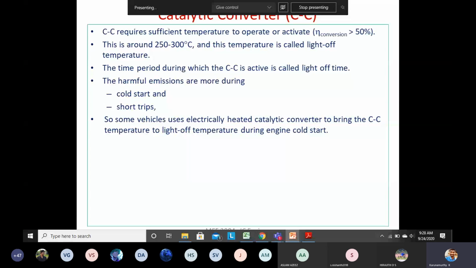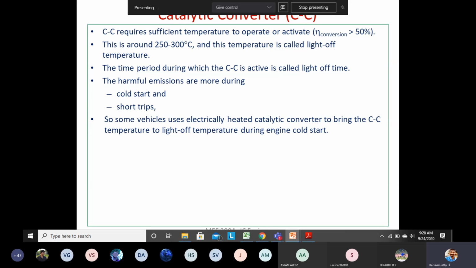In some of the vehicles, they have provided an electrical heater. Let us say you have a cold start of the engine. During the cold start, this electric heater also will start. You are going to have an electrical heating coil over the catalytic converter, thereby the temperature of the catalytic converter is brought higher. At a higher temperature, the performance of the catalytic converter is going to be more, and thereby the harmful emissions coming out from the engine are going to be prevented.